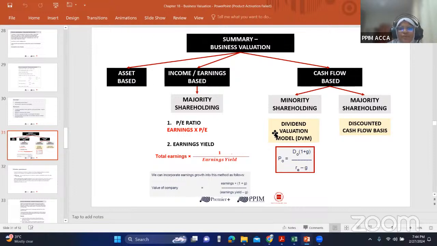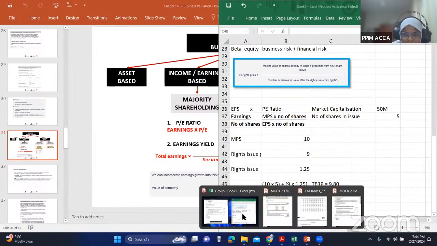Cash flow method, you have 2 methods that come. One is the dividend valuation model, which you will use if you have a minority shareholding. Because minority shareholders, the maximum that they can get out of the business is the dividend. Okay, so you can use the dividend valuation model. But if you're a majority stakeholder, if you're going to acquire a majority of the business, then you can use the discounted cash flow basis as well. This is a summary of the entire business valuation chapter. Okay. Now, keeping this in mind, let's move to the question.